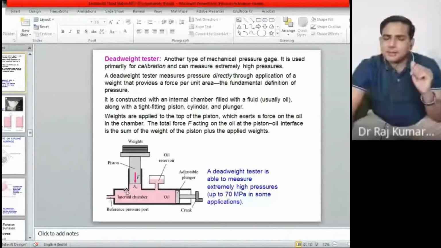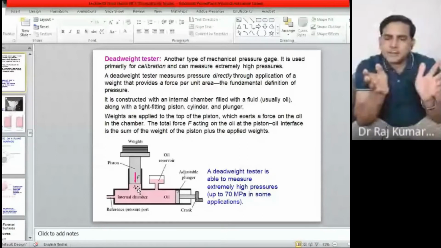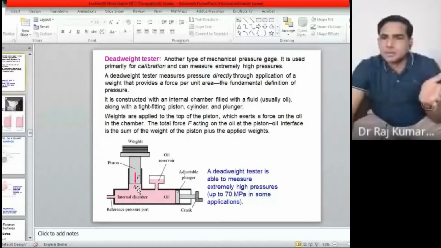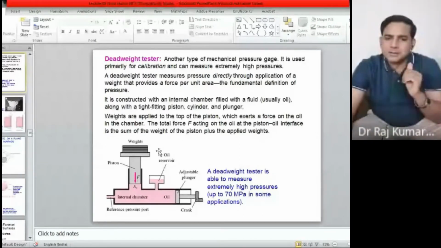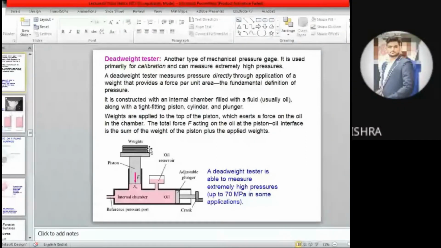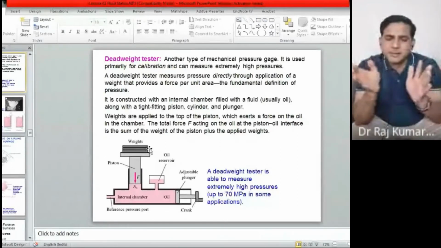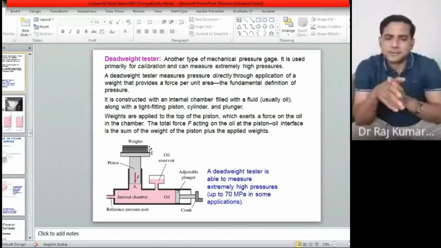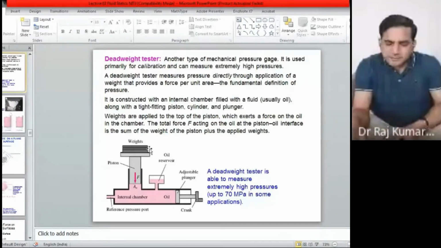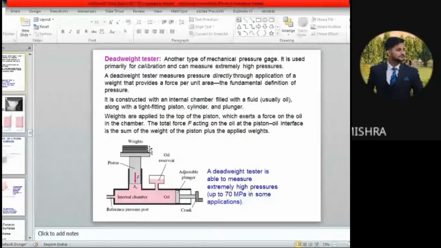Now you have this particular area. So this pressure multiplied by the area will give you the force, and that force would be equal to the weight of your body. So wherever you have heavy loads and weights, those are tested in this particular way. These are called dead weight testers. Okay? Yes, sir.